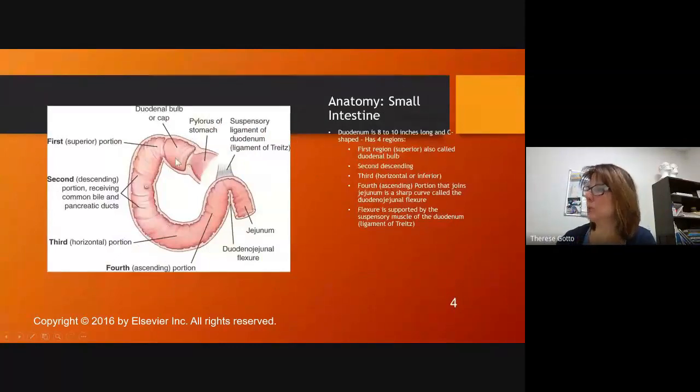The first portion, the duodenum, is 8 to 10 inches long. It is C-shaped. Your first region is your superior portion, then you have your descending portion, then your horizontal portion, then your ascending portion. Remember, this ascending portion will have a sharp turn. This is the junction where it meets the jejunum, where it starts getting that feathery appearance. The reason it has a sharp turn is it's held up by a ligament, the ligament of Treitz. That's a suspensory ligament. You might need to remember that.